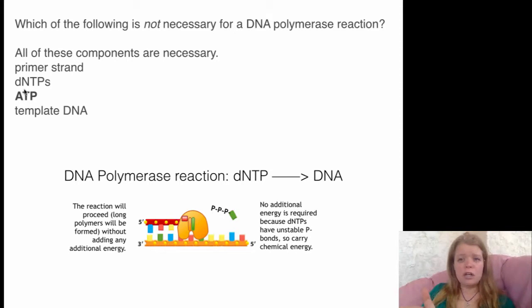not necessary for a DNA polymerase reaction because the energy inside a DNA polymerase reaction comes from the dNTPs, aka dATP, dTTP, dGTP, and dCTP. They also have these three phosphates in a row next to the deoxyribose, and they also carry a lot of chemical energy and unstable bonds that allow for the catalysis of this particular reaction.